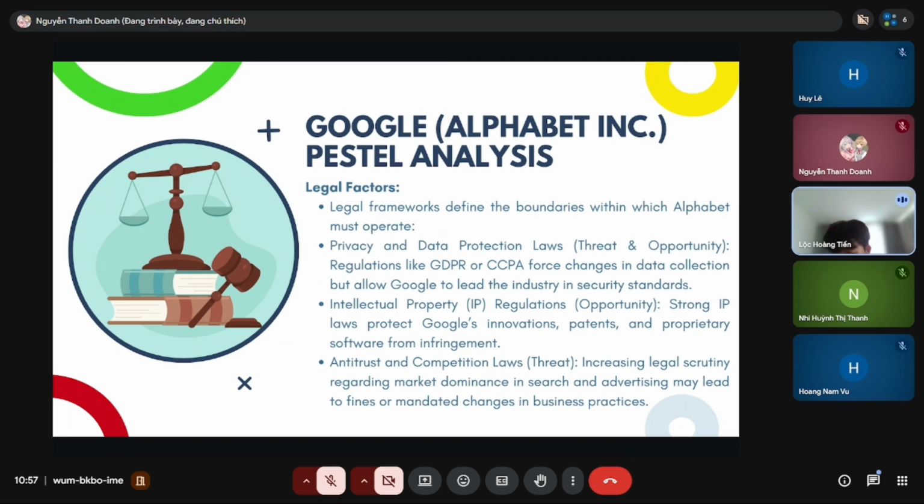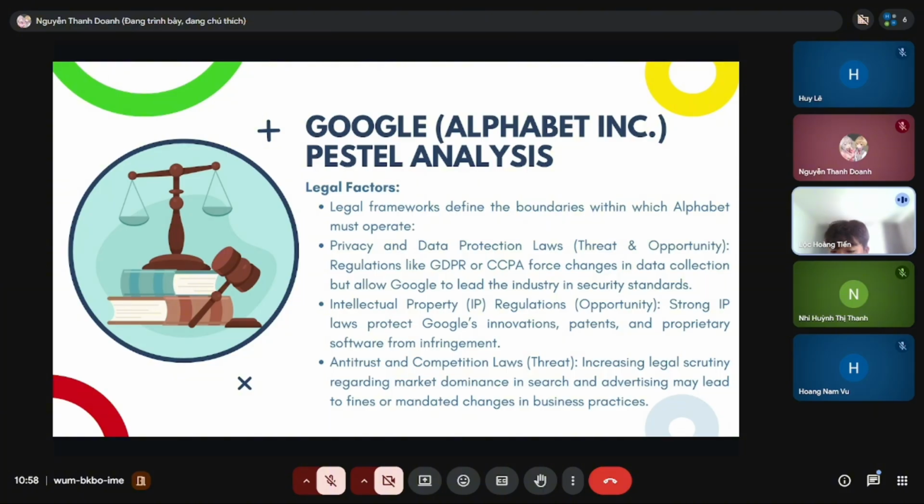Next, we want to talk about the legal factors. The legal framework defines the boundaries within which Alphabet must operate. Firstly, privacy and data protection law. Regulations like GDPR or CCPA force changes in data collection but allow Google to lead the industry in security standards. Next is intellectual property regulation. Strong IP laws protect Google's innovation, patents, and proprietary software from infringement.